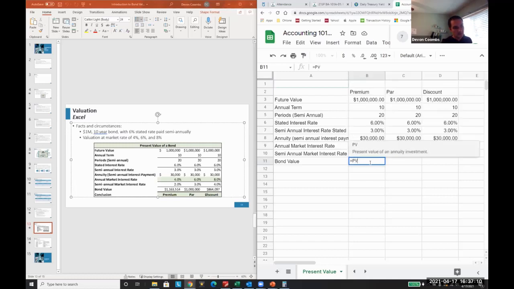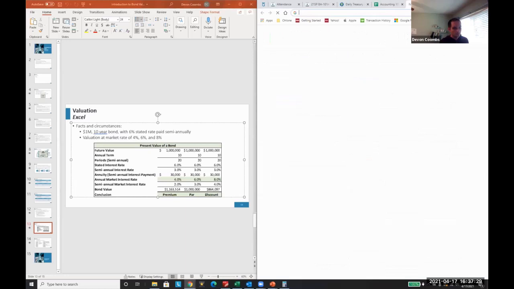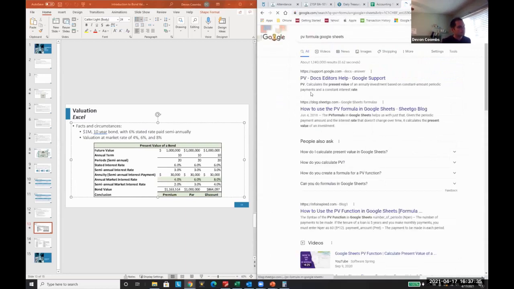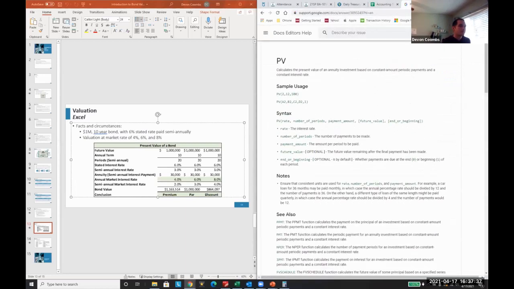We do PV comp for parentheses. Let's see. PV, present value of an annuity. Normally it should give me a prompt. So PV formula, Google Sheets. Saying PV, this is the formula.